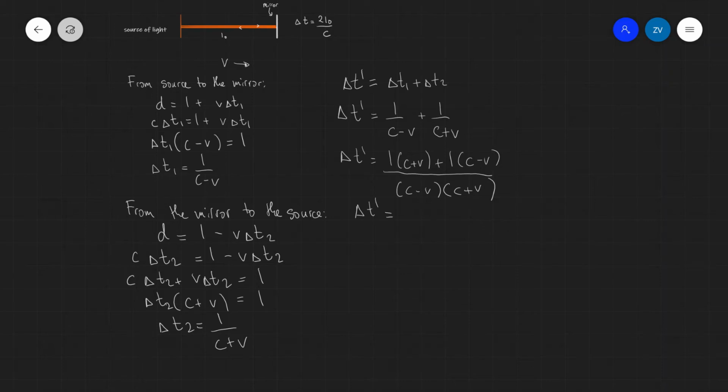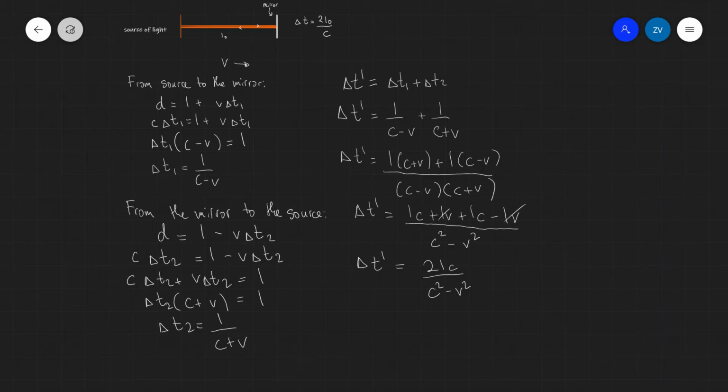So delta t prime will be equal to Lc plus Lv plus Lc minus Lv. So the Lvs can go, and that will be divided by (c - v) and (c + v). Well, that's just equal to c squared minus v squared, the good old algebra formula. Now we're almost there, so delta t primed will be equal to 2Lc over c squared minus v squared.